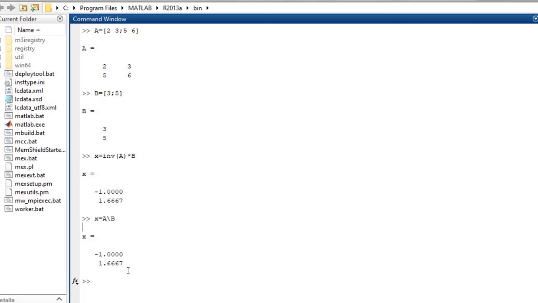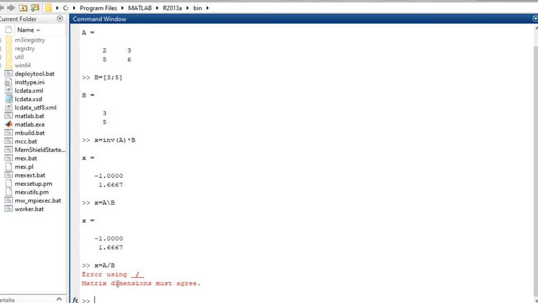Suppose the same one we are changing another way. For example, we are using left division. What will happen? We will go to C. So x is equal to A left division B. What does it mean? Here A is the numerator, B is the denominator, that is inverse of B into A. So it is not possible because the dimensions are different.